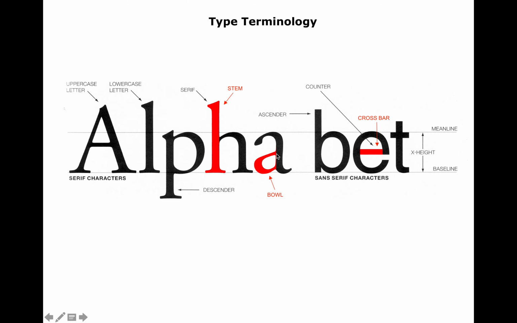And then you have the bowl of the letters here, which can also be called a counter. That's the invisible space here. The crossbar is the bar that goes across.